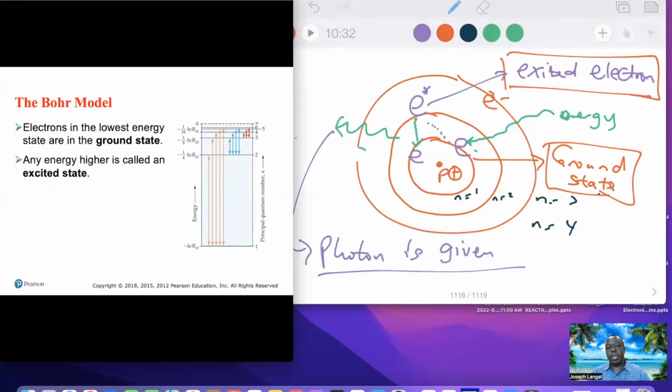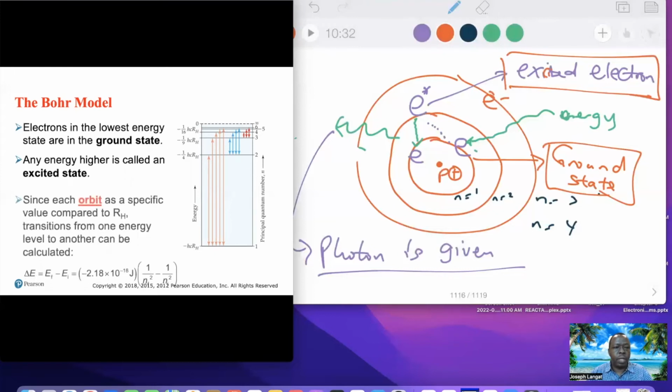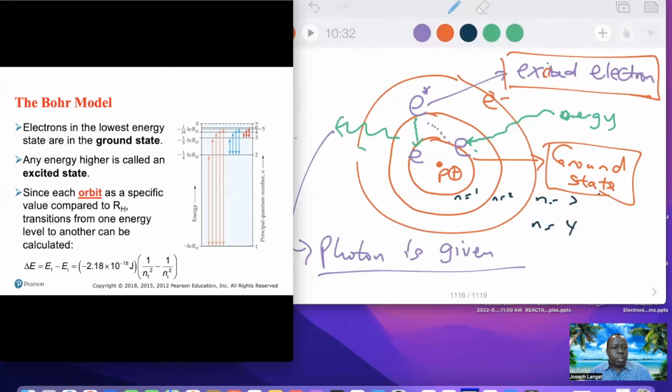Please remember the ground state I used earlier, and excited. To move an electron to a higher energy level, excited, look at this change in energy: negative 2.18 times 10 to negative 18 joules.